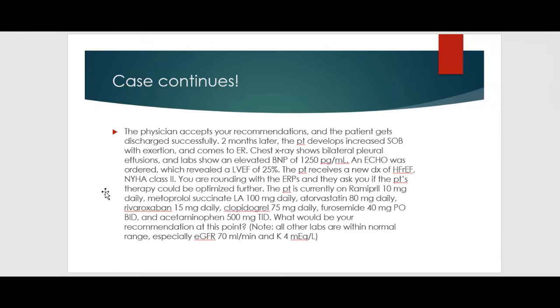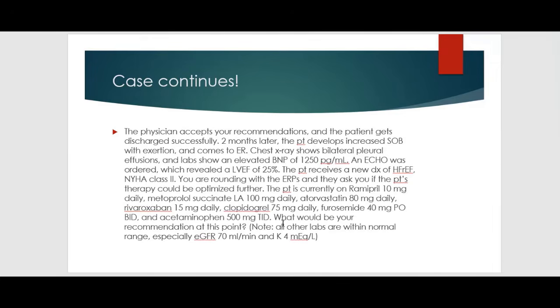You are rounding with the emergency doctors, and they ask you if the patient's therapy could be optimized further. What is the patient on? The patient is on ramipril 10 milligrams daily, metoprolol succinate 100 milligrams long-acting pill daily, atorvastatin 80 milligrams daily, rivaroxaban 15 milligrams daily, and clopidogrel 75 milligrams daily. She's also on furosemide 40 milligrams twice a day and acetaminophen 500 milligrams TID.